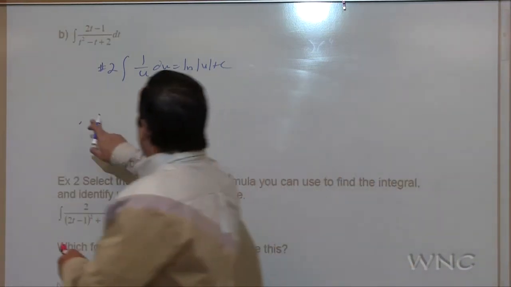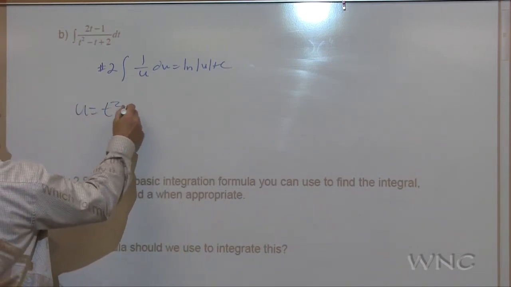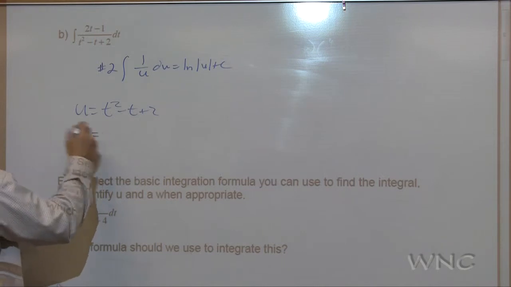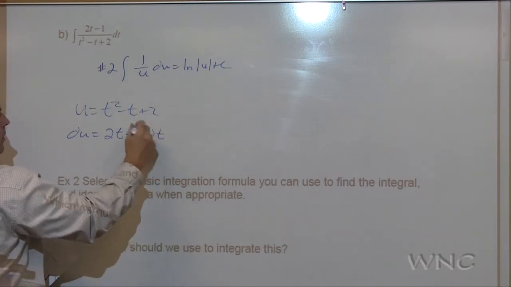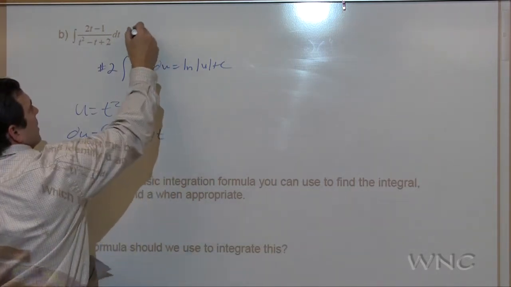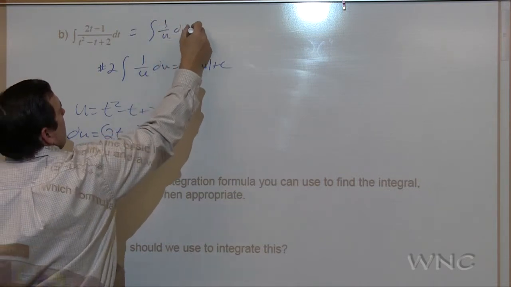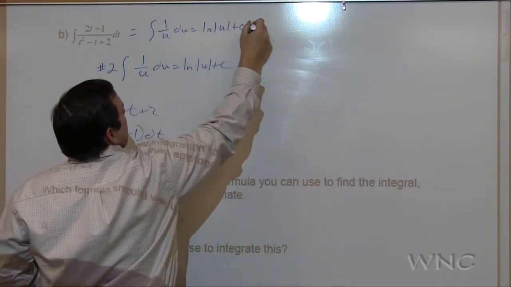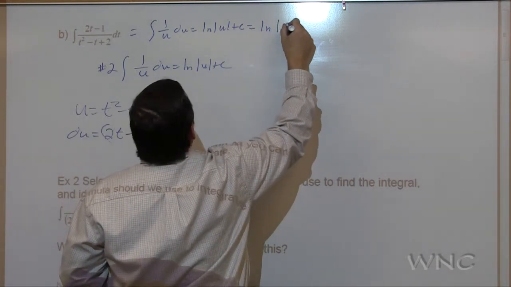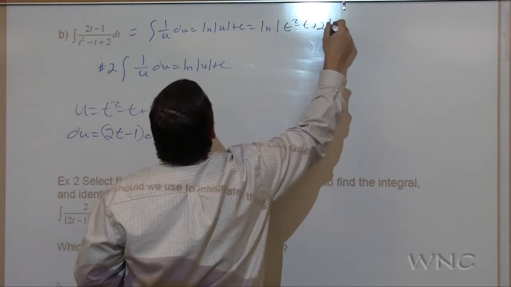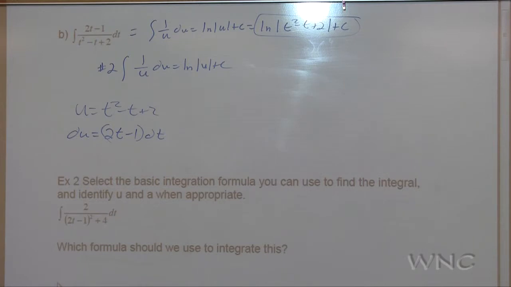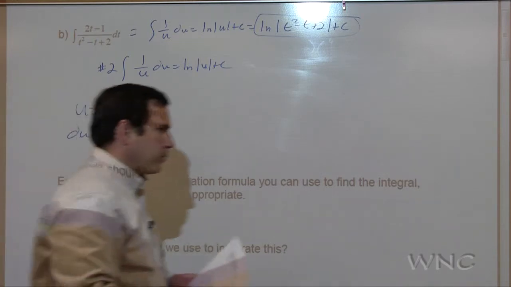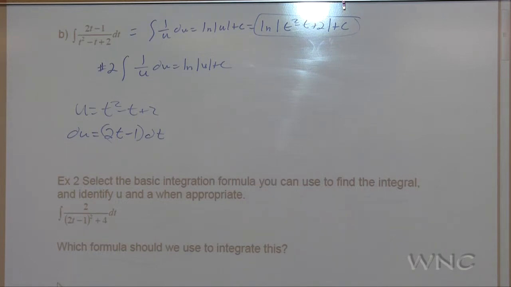So in that, we'll say that our u is t squared minus t plus 2. So du equals 2t minus 1. Hey, we have a 2t minus 1. This is going to be the integral of 1 over u du, natural log of the absolute value of u plus c, which is natural log of the absolute value of t squared minus t plus 2 plus c. So I'm not going to keep switching back and forth, but referencing the book, please use that in here.